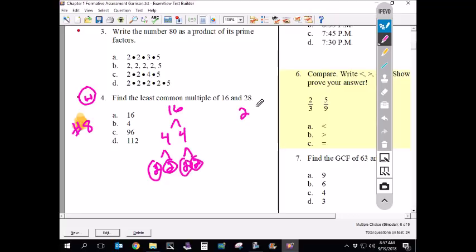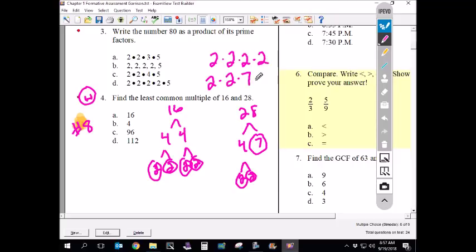Okay, 28. That's going to be 4 and 7. 7 is prime. And then 2 and 2. Okay, now I'm going to stack them up, and I'll do it up here. If you don't have this, you need to be writing it, remember. It's going to be 2 times 2 times 2 times 2, and 2 times 2 times 7. Remember, the first step to finding the LCM is to what? Yep. Find the greatest common factor.